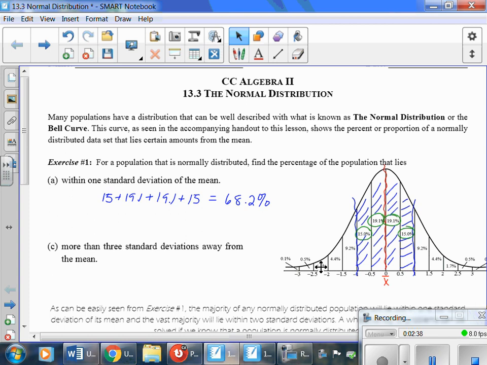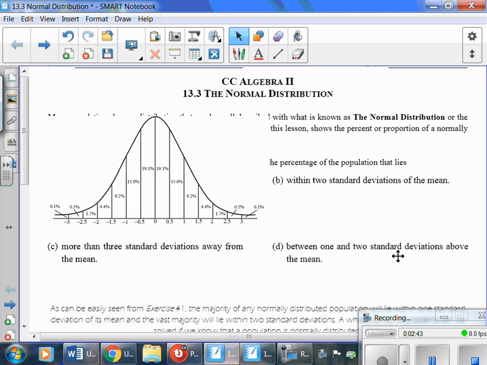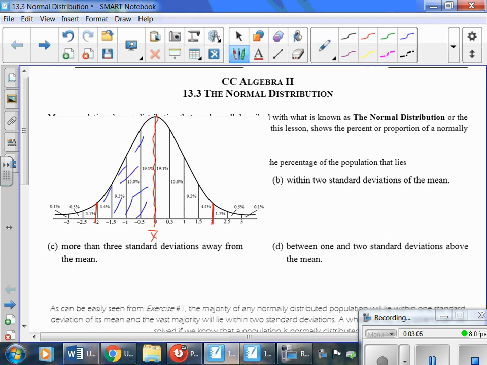All right, let's take a look at B. I'm going to slide this over here so I can look at B over on the right side. Now I'm looking within two standard deviations of the mean. Once again, here's my mean right down the middle, and I'm looking within two standard deviations of the mean, which is between here and here. So I want to know all of this information, and I'm trying not to cover the numbers so you can see what they are.